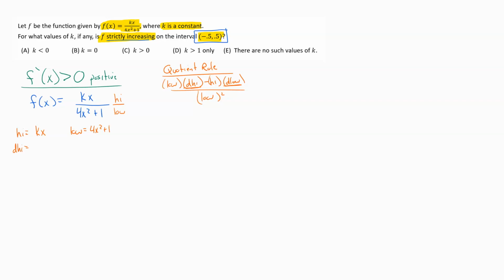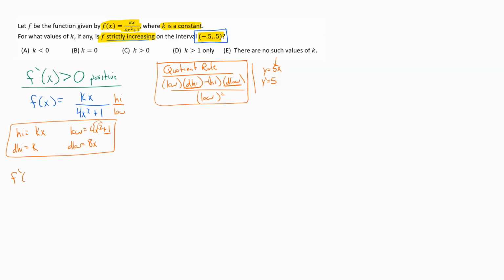As we do this, remember that k is a number right now. So taking the derivative of kx is like if I walked up to you and asked, how do I take the derivative of 5x? Well, the derivative of 5x would just be 5. So the k is behaving just like that 5, and the derivative here would just be k. Then to find my d low, following my power rule, bring the power down and subtract 1 from the power. I get 8x to the first, and the derivative of 1, the derivative of a constant, is always 0. Now that we have our ingredients, I'm ready to follow my quotient rule recipe to get my derivative.